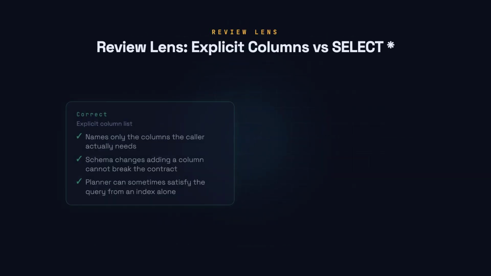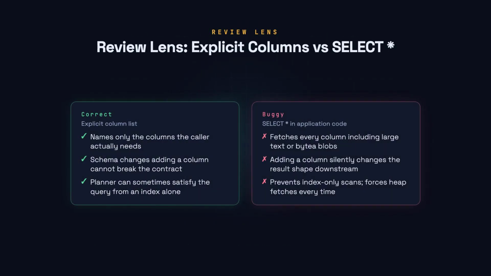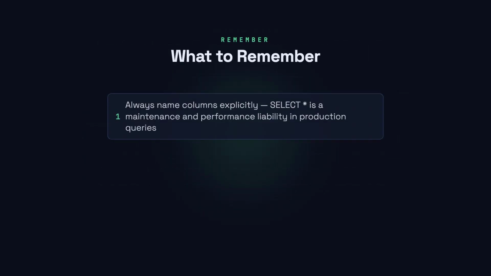When you see select star in a pull request targeting application code, flag it. It bloats the wire protocol, breaks when the schema grows, and locks out index-only scan optimizations the planner could otherwise use. 3 things to carry into your next review.